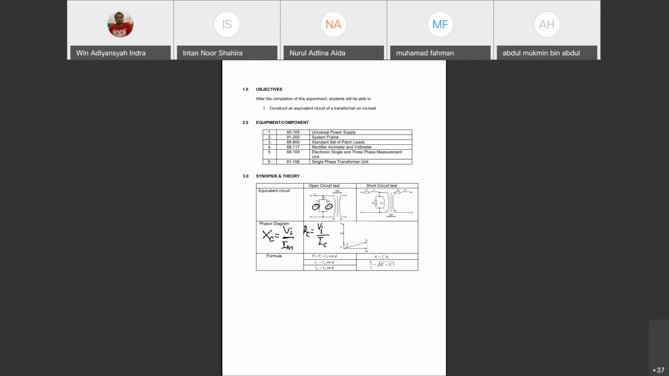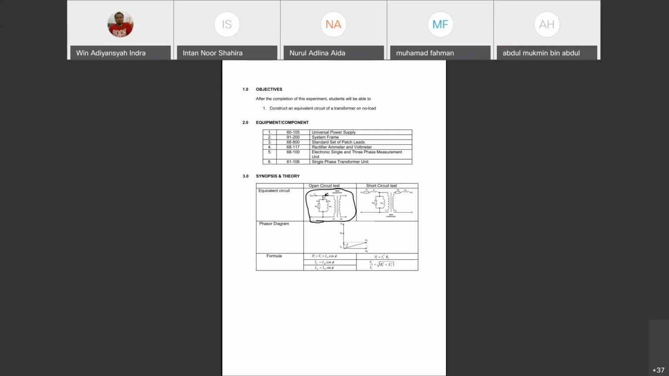Next is the question: draw the equivalent circuit for the transformer on no load with all values calculated. No load is basically the open circuit, right? So you draw this one, but put in the values and numbers. For example, I0. What is the value of I0?